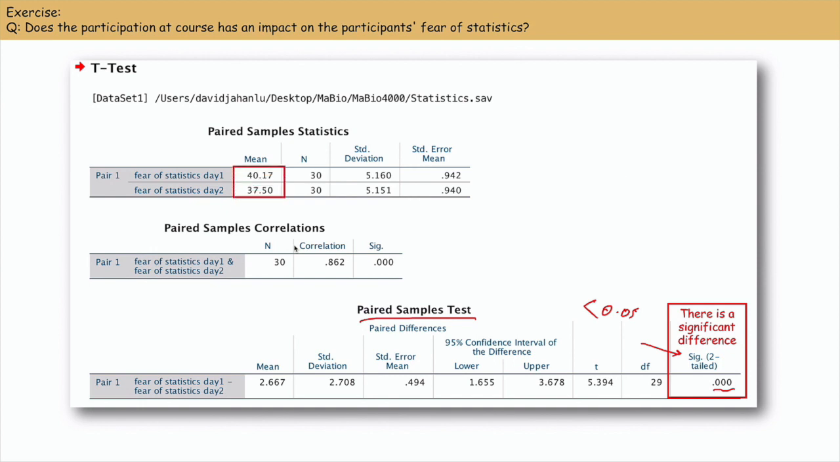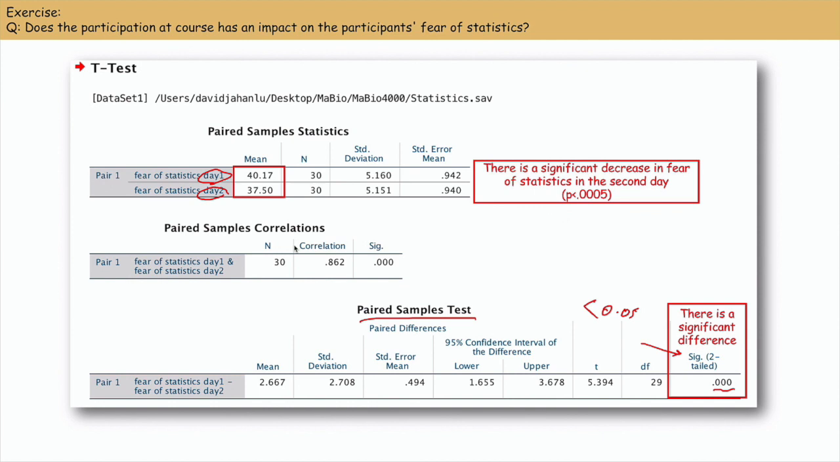As you see here, on day 1 we have 40 and on day 2 we have 37. So the decrease is significant. There is a decrease in the fear of the statistic after the first day, and it's significant. This is how we report this one: there is a significant decrease in fear of statistics on the second day.